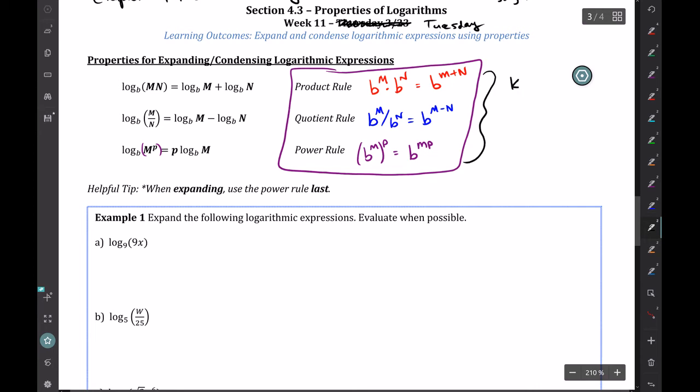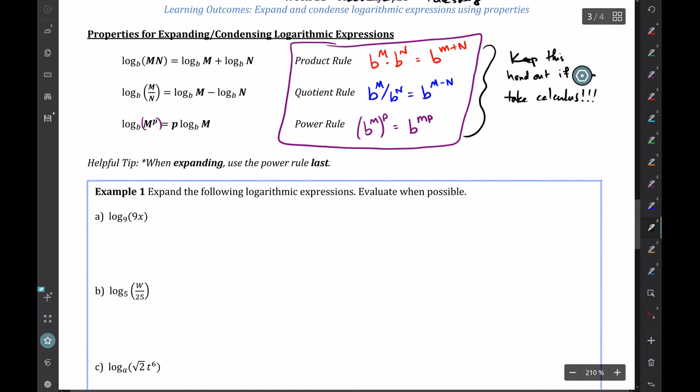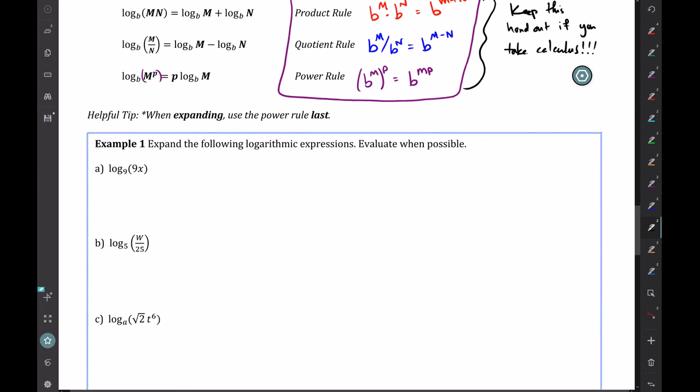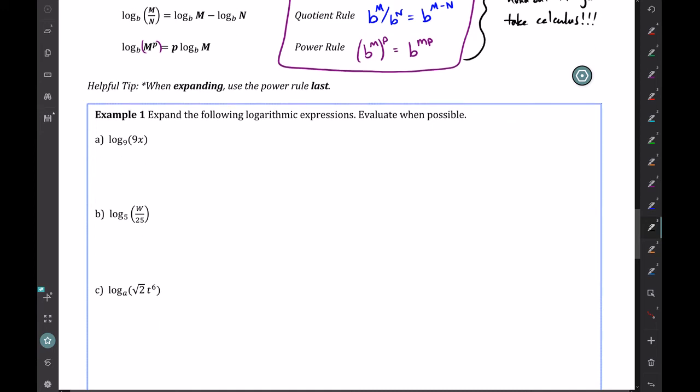So all I'm saying there is that you should keep this handout if you're taking calculus, because these rules come in really handy in your calculus classes. I suspect that that's why this section's in the book, just for the students going on to calculus. It doesn't mean you shouldn't know it otherwise, because exponentials and logs show up everywhere, especially when it comes to financial problems and figuring out your student debt. So you should still know these rules, but these expansion rules are really important for calculus.